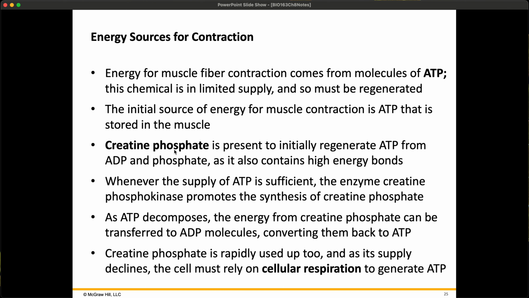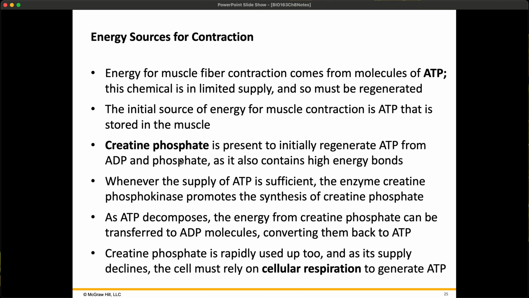Creatine phosphate is another one. It's present to initially regenerate the ATP because it has those high energy phosphate bonds. It has this phosphate that your ADP is missing. And so we can use the breaking of this creatine phosphate to regenerate our ATP.